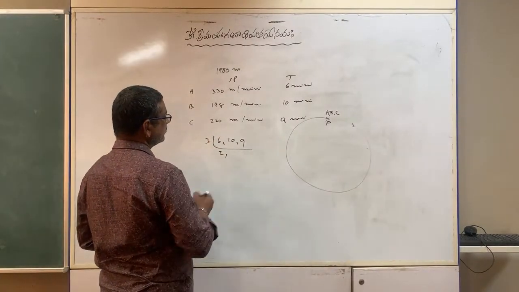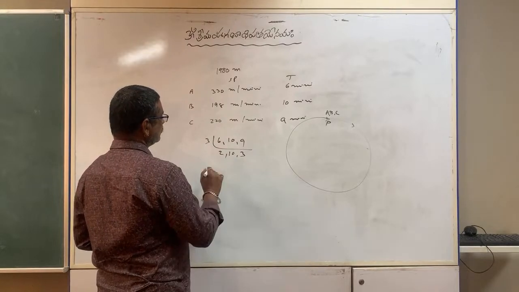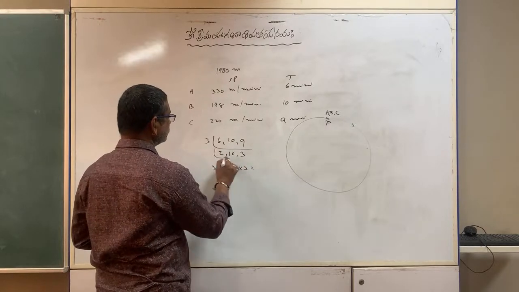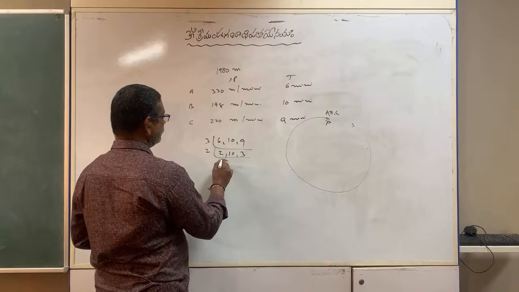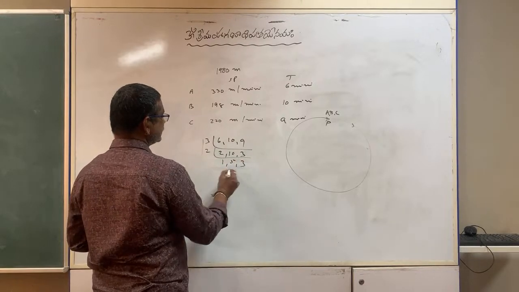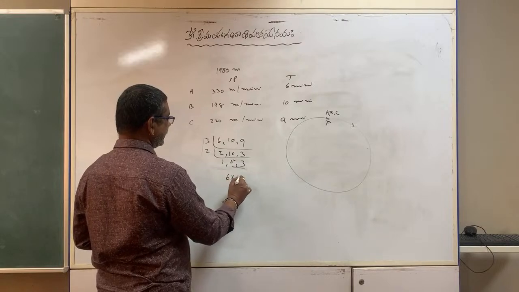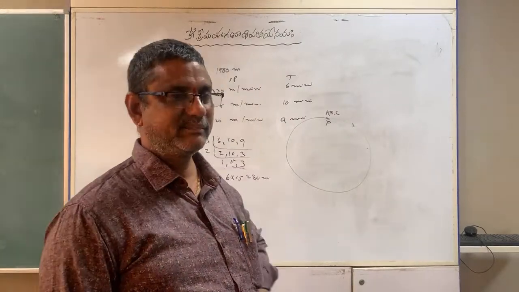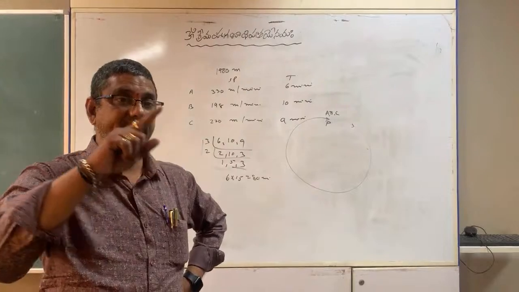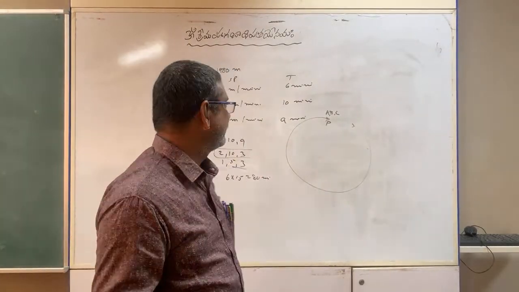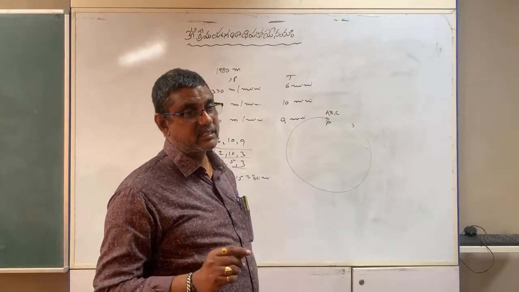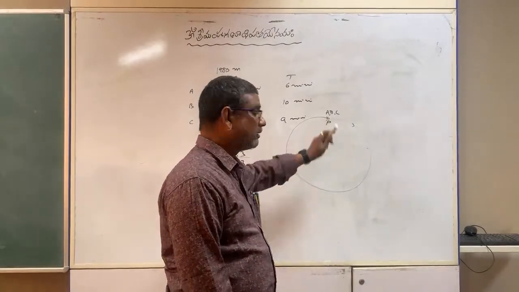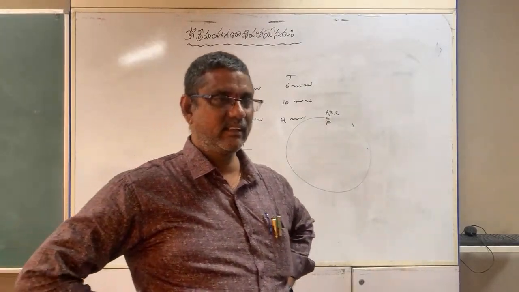2 3s, 10, 3. Multiplication: 3 into 2 into 10 into 3, అది 180. After every 180 minutes they will meet. అంటే 180 minutes means 3 hours. So after every 3 hours they will meet again. అర్థమైందా?